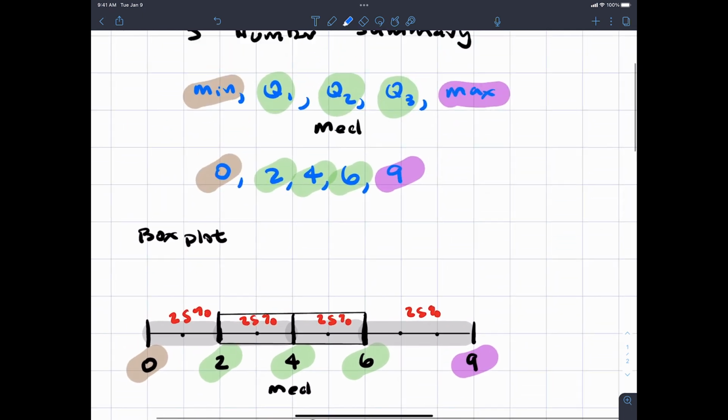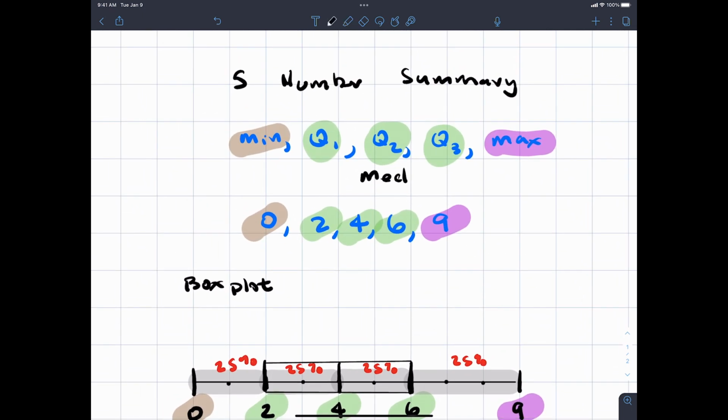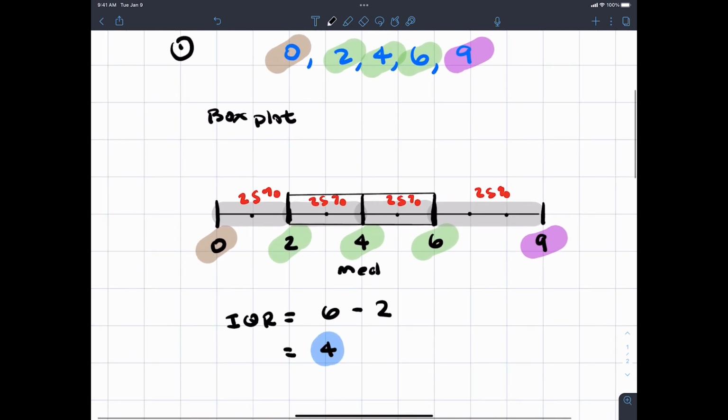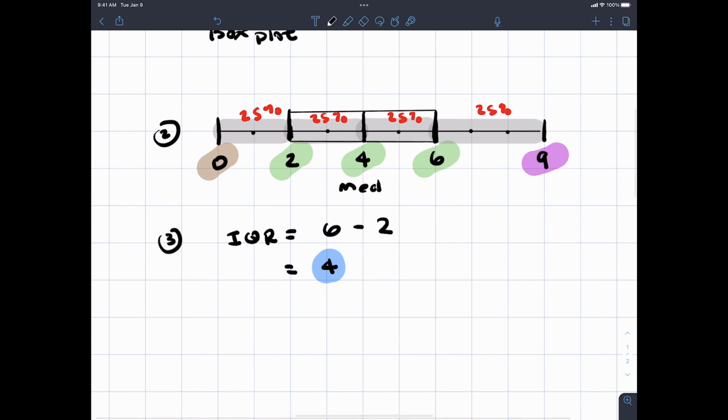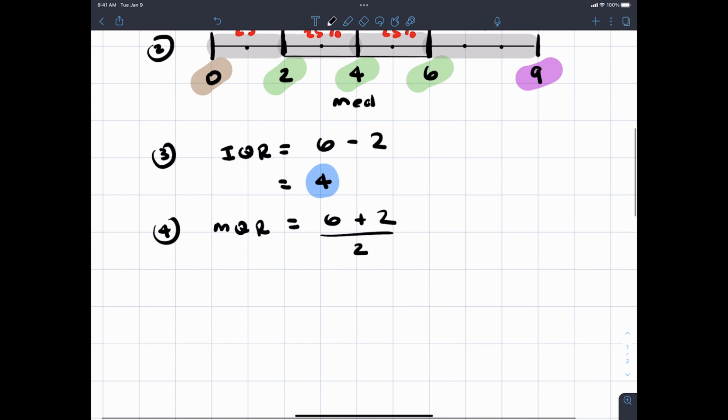It's number 3. So if we had to number it, we said, okay, here's number 1 in that worksheet. Here's number 2 in the worksheet. And then finally we have number 3. What's question number 4, ladies and gentlemen? MQR, what was that? Yeah, mid-quartile range. Now we add the numbers and divide by 2. And so we get 6 plus 2 is 8, divided by 2, that's also what? 4. Okay.